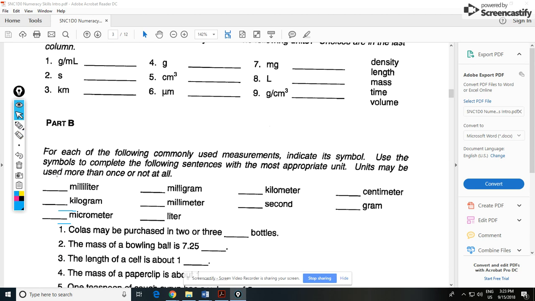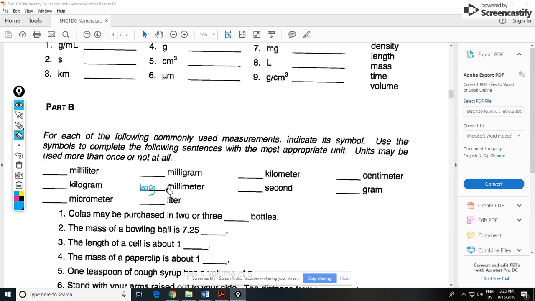Then we get to part B. And in part B, you're going to be given different units of measurement, and what you need to do is write their symbols. So for example, for the milligram, it's little m g. You do all that for these, and then you go down and there's some statements where you need to determine what type of unit of measurement you'd use.